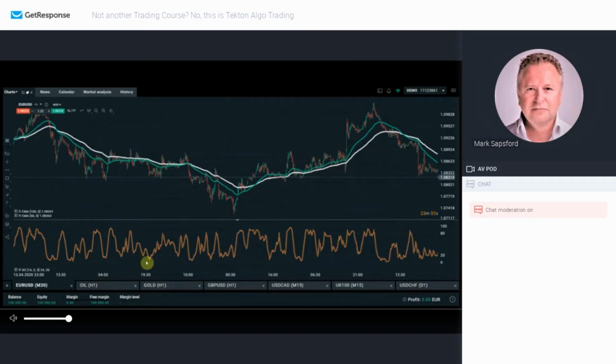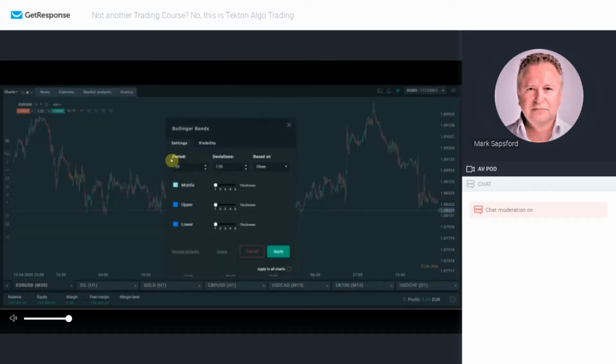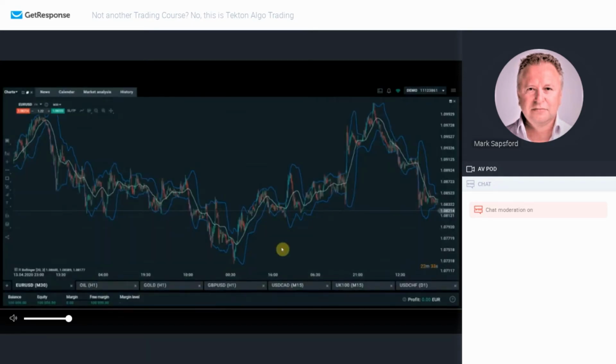For example, if I want to try another one, let's remove that and show you how I would add a Bollinger Band. Let's remove the stochastic and add the Bollinger Bands on. So if I want to use Bollinger Bands for a sideways market, the standard settings are 20 period and standard deviations 2. We can use 200 period and 3, but for this I'm going to use the standard settings of 20 and 2.